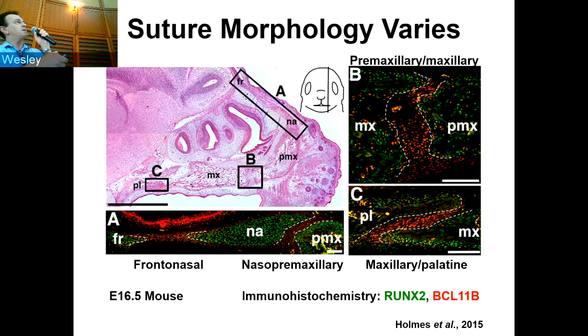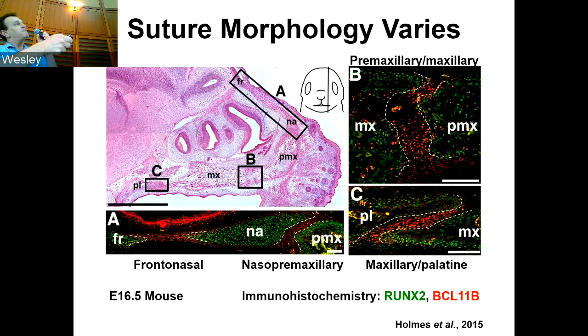Especially in the face. Here I'm showing you an E16.5 sagittal section through the mouse face. The frontonasal suture, for example, is typical of what I just showed you. You have RUNX2 representing the osteoblasts in green, separated by a thin layer of mesenchyme, indicated by BCL11B in red.